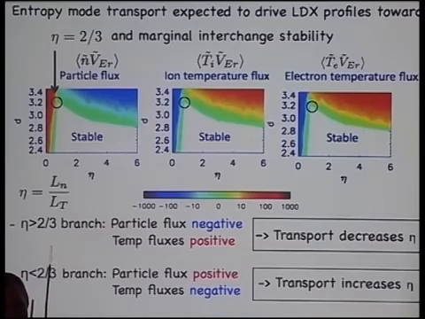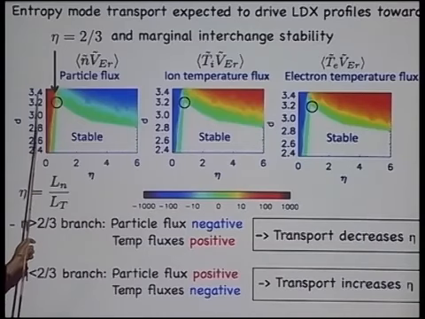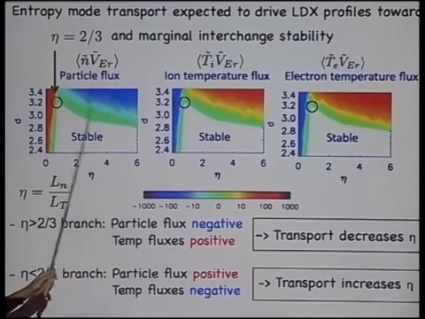What happens if you're exactly at eta equals 2/3, but you're above D equals 3.2? Then that's unstable to ideal interchange. Oh, so that's the other mode there. Okay. Ideal interchange lives basically everywhere above this horizontal line.